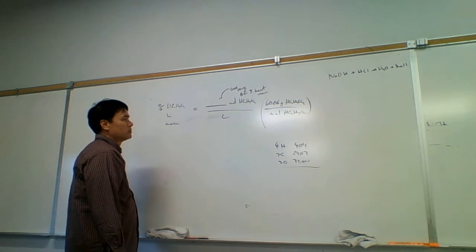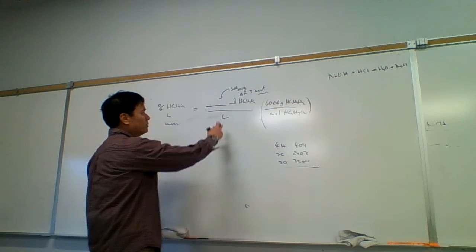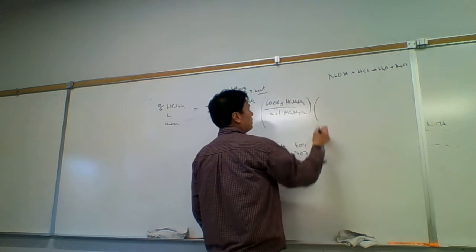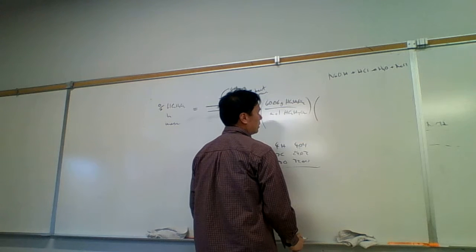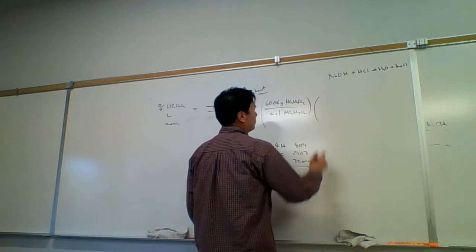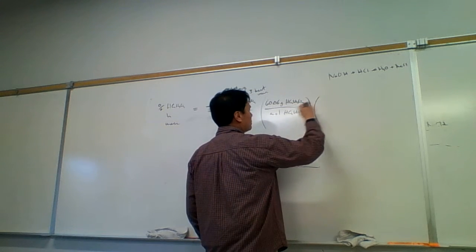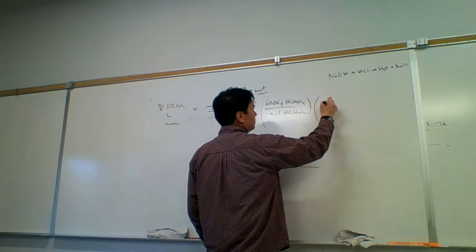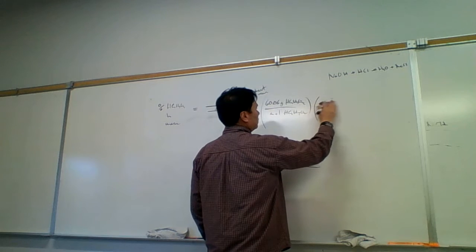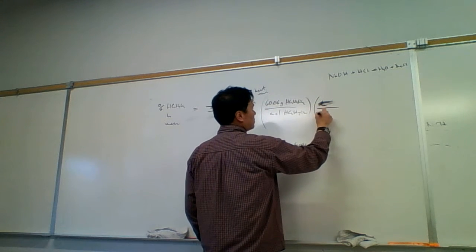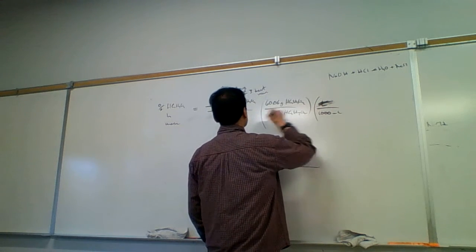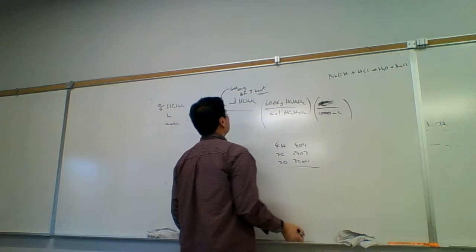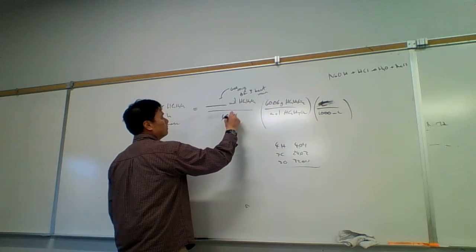Now we need total grams. The total grams will be the grams of the solution. And so to cancel it out, we're going to use the density of the solution. So we're going to convert from liters to milliliters. 1 liter is 1,000 milliliters. So now we'll have milliliters of acetic acid solution.